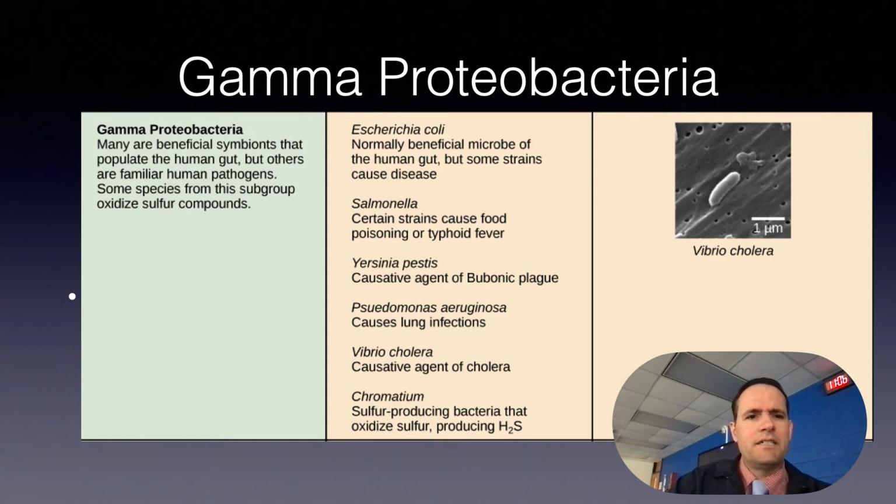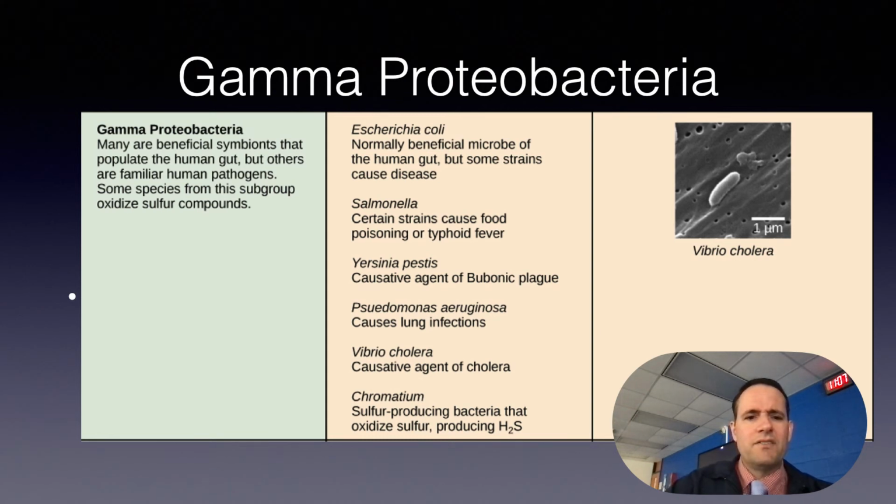Gamma Proteobacteria. Many are beneficial and symbiotic, and they're found in the human gut. So there's a lot here. Let's go through these. We have E. coli. That's in the human gut. It helps with digestion, but some strains cause disease. So not all E. coli are beneficial. Some are good, some are bad. Salmonella, that's most likely found in food poisoning or typhoid fever. We'll talk more about the bubonic plague. I think it's maybe next week. Lung infections, cholera, sounds like a lot of stuff.